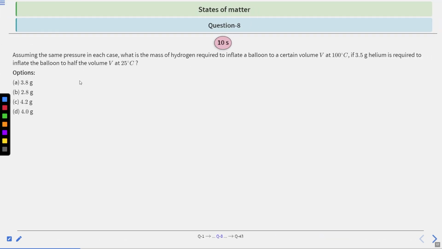Moving on to the next question, question number 8. Assuming the same pressure in each case, what is the mass of hydrogen required to inflate a balloon to a certain volume V at 100 degrees Celsius, if 3.5 gram helium is required to inflate the balloon to half the volume V at 25 degrees Celsius? Options are 3.8 gram, 2.8 gram, 4.2 gram or 4 gram. You have 10 seconds to solve this question. After that, we will see the answer.